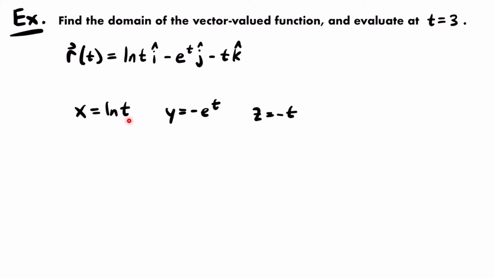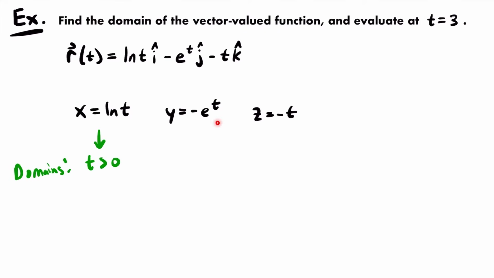All right, so let's start with the x component here. We just have the natural log of t. For what values of t is the natural log function defined? Well, you can't plug any negative values in for the natural log function, right? It's not defined for negative input values, and it's also not defined at 0. If you plug 0 into the natural log function, you will get an undefined value. So for this function, t must be greater than 0.